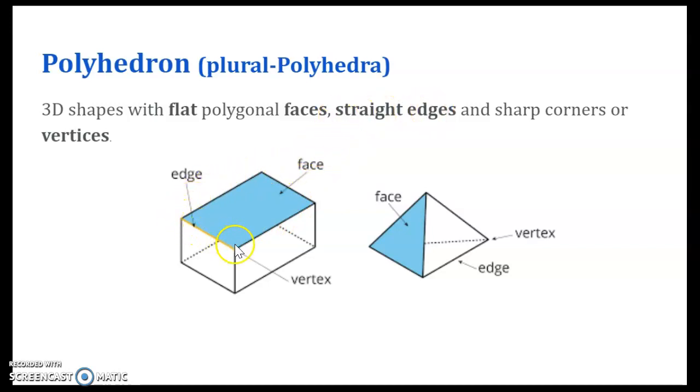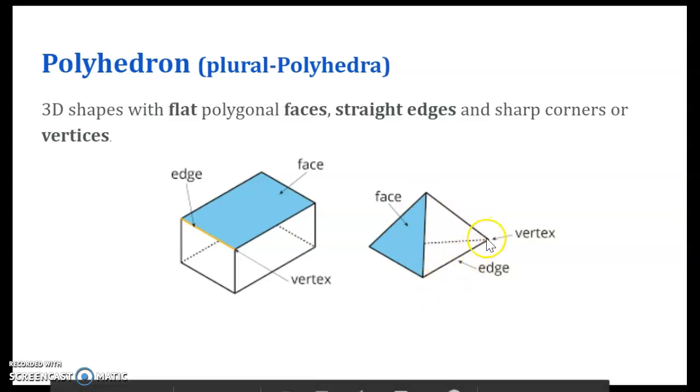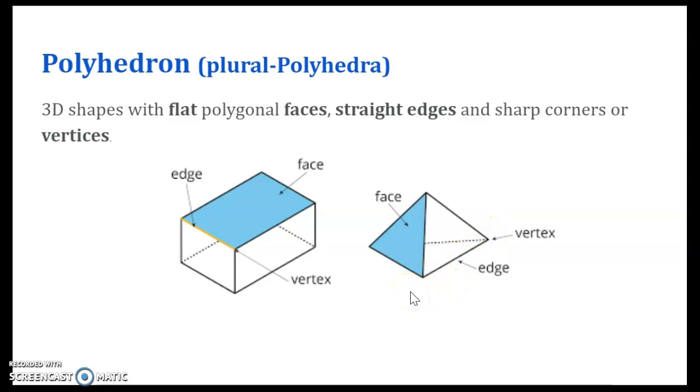Edges are where two faces meet. They form a line, and the edges have to be straight, they cannot be curved. And sharp corners, so the vertices have to be sharp. Okay, so here we go. We have a face, and that's a vertex because the three edges meet right there. This is an edge because the two faces meet at the edge.